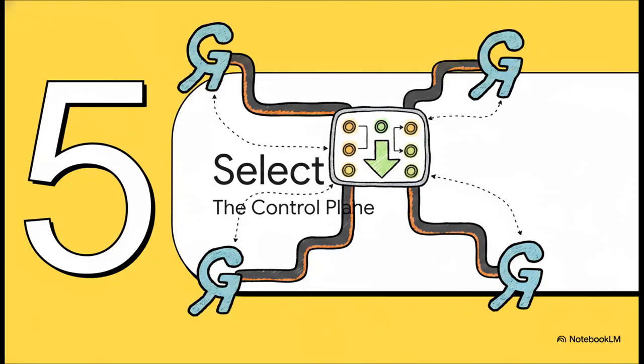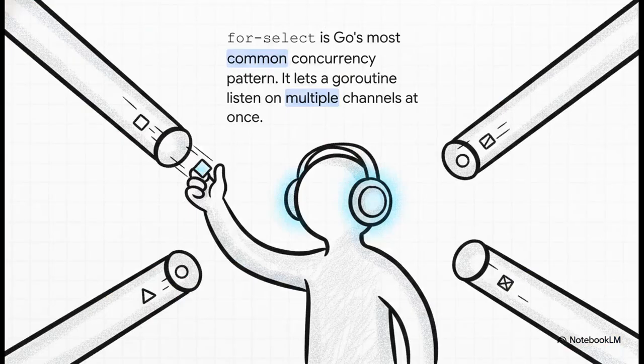All right, so you've got your goroutines and you have channels for them to talk. But how do you manage communication across multiple channels all at once? That's where select comes in. It's the control plane for your entire concurrent system. And the for select loop is the pattern you are going to see absolutely everywhere in Go code. It lets a single goroutine listen on multiple channels at the same time. It just waits until one of those channels is ready for an operation, and then it executes that specific case. It's an unbelievably powerful way to coordinate complex asynchronous work.